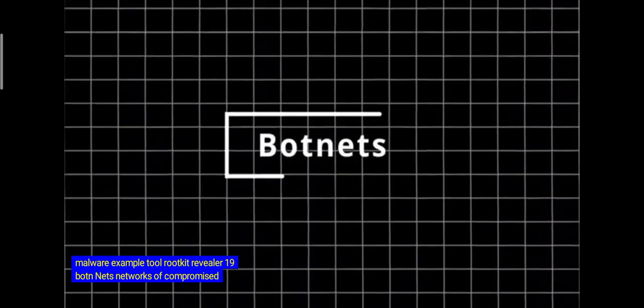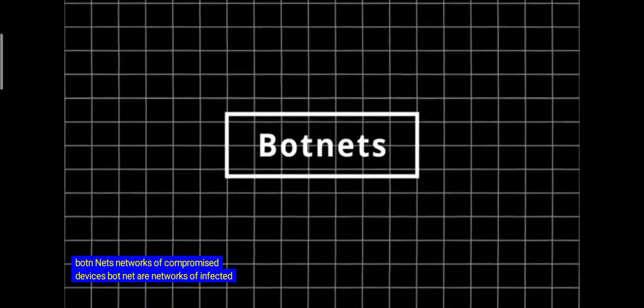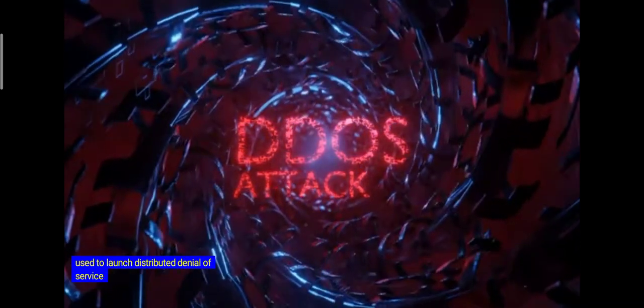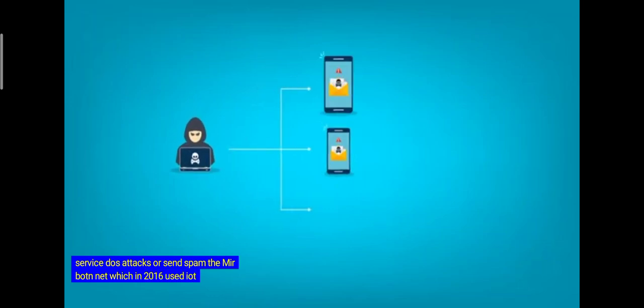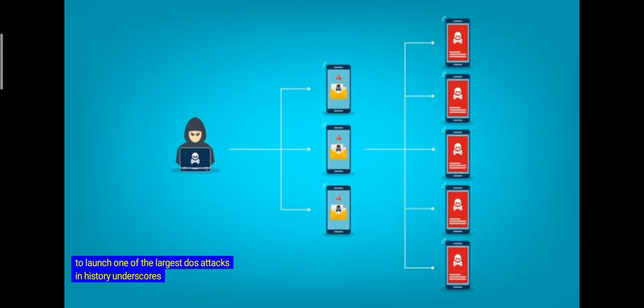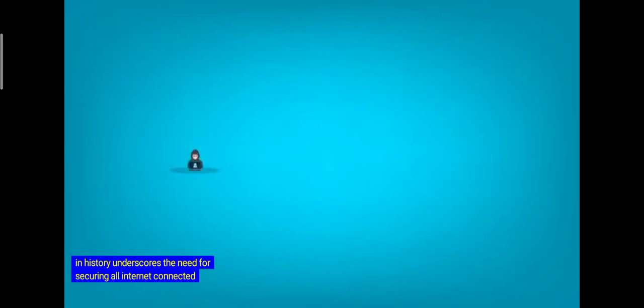19. Botnets, networks of compromised devices. Botnets are networks of infected devices controlled by a hacker, often used to launch distributed denial of service, DDoS, attacks or send spam. The Mirai botnet, which in 2016 used IoT devices to launch one of the largest DDoS attacks in history, underscores the need for securing all internet-connected devices. Example tool: Mirai botnet.